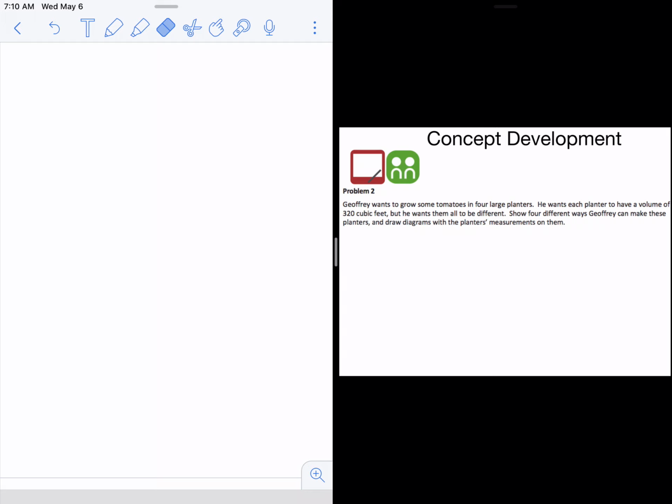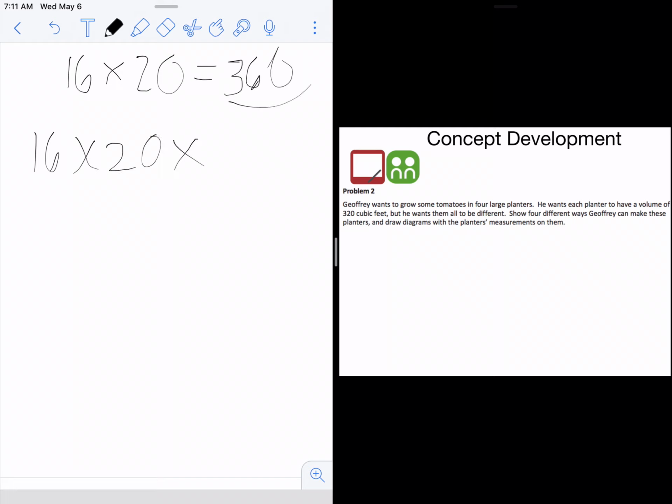So I know for the next one, and you don't have to use this, but I know that 16 times 20 is 320. So if we need length times width times height, what can I multiply one of these by? What can my other length be? This is length times width, but I need height. So if 16 times 20 is already 320, what can my height be? Good, 1, right?